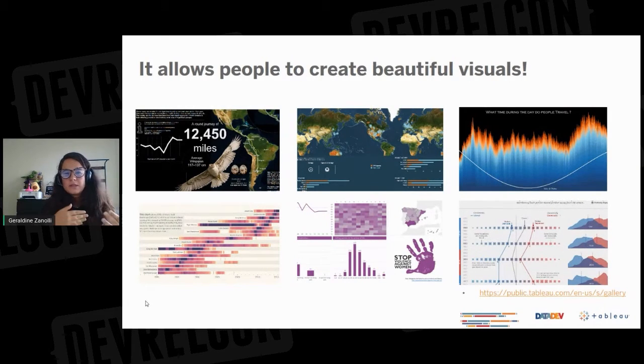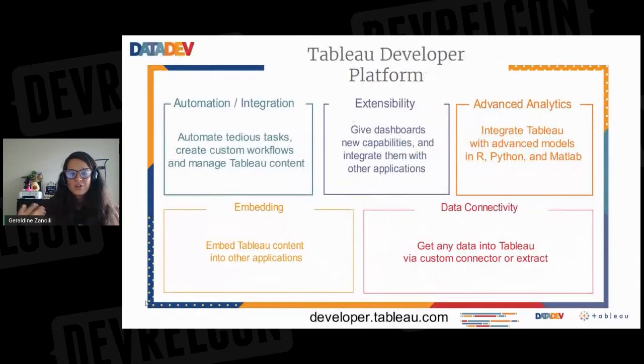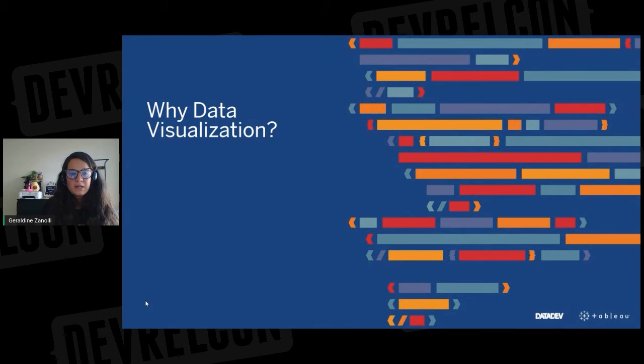And you might be wondering, oh, they are doing a lot of visualization. Do they have APIs? Why do they have developer relations? So we have a bunch of APIs, just to give more context about our developer platform tools and APIs. We go from automating tasks on the server to connecting to data sources. But that's not today's focus. Today's focus is why data visualization.